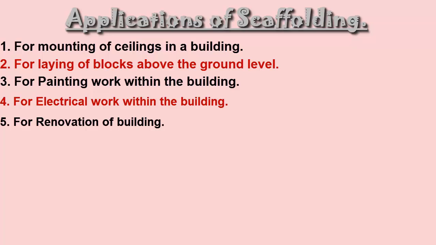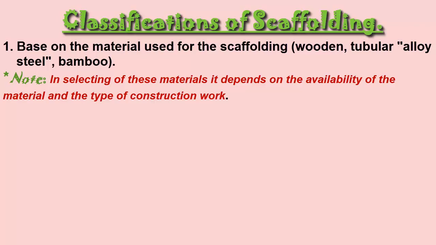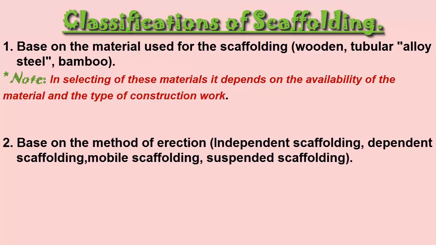Now, we shall discuss the classification. When we talk about scaffolding, scaffoldings can be classified in two ways. One, through the material used for the scaffolding. The material used for the scaffolding is a very important thing. Commonly, what we see in the Nigerian context, we use wood, we use tubular, that is alloy steel, and we use bamboo. Selecting this type of material depends on the availability of the material and the type of the construction work. So that is one of the classifications. The other classification is that we classify scaffolding under the method of erection. That is the method we erect this scaffolding. One, we have the what?